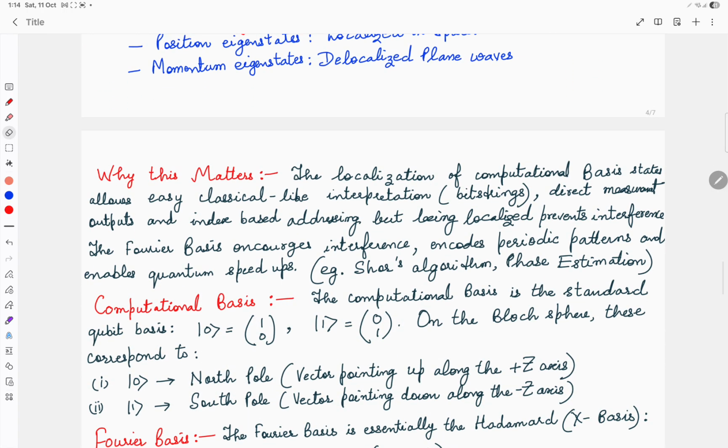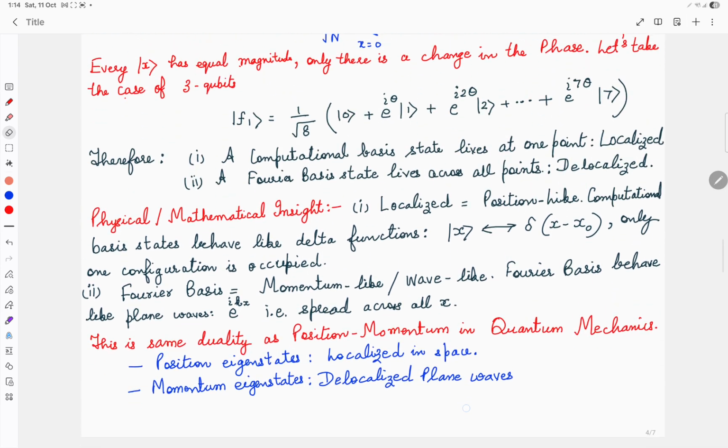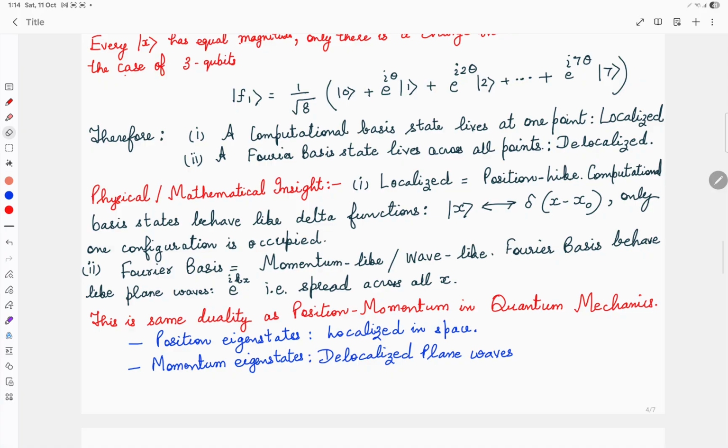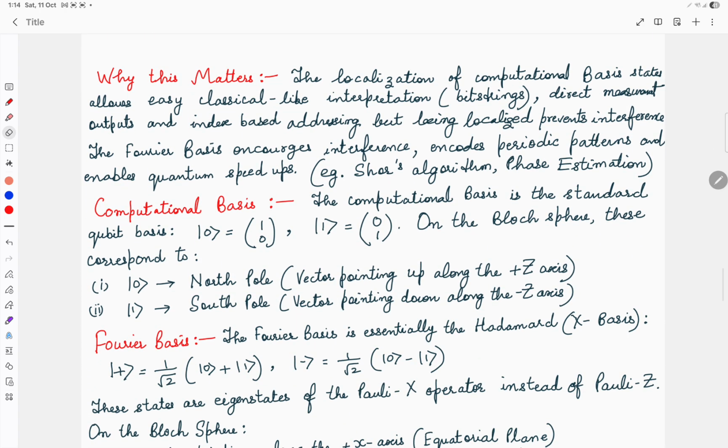So why does this matter? The localization of computational basis states allows easy classical-like interpretation. This is about the computational basis states. But what happens in the Fourier basis? The Fourier basis encourages interference because of these phase gradients. Whenever the phase aligns with the other phases, it will result in either constructive interference or destructive interference. So that is what I am trying to say here.